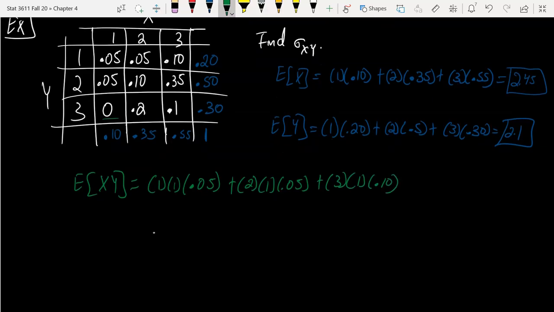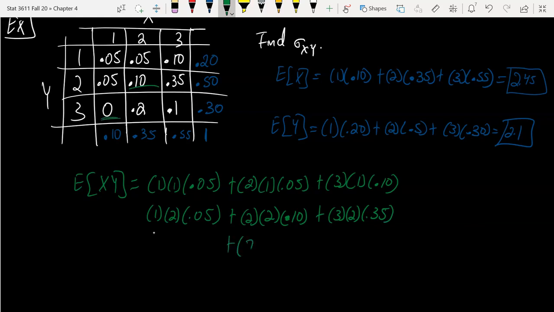Second row here, that is 1, 2: 1 times 2 times 0.05. Then 2 times 2: x is 2 and y is 2 with probability 0.10. x is 3 and y is 2 with probability 0.35. And then I don't need the 1, 3 probability because that's 0. But x is 2, y is 3 has probability 0.2. And x is 3 and y is 3 with probability 0.1.